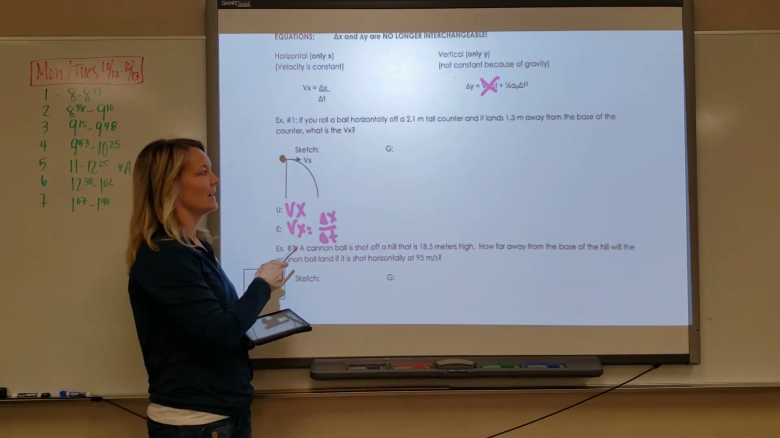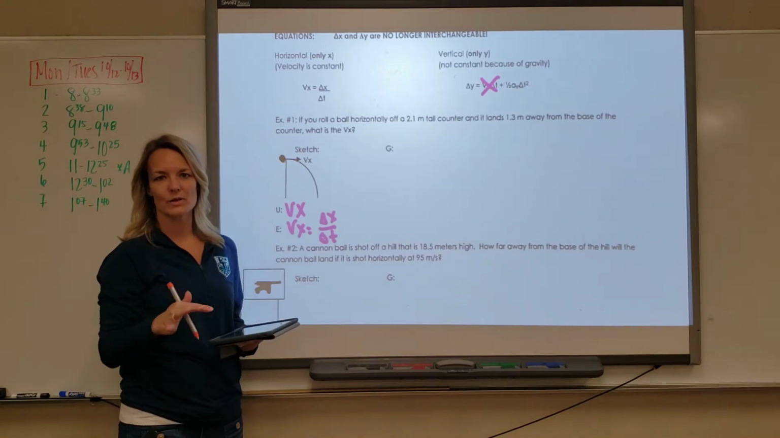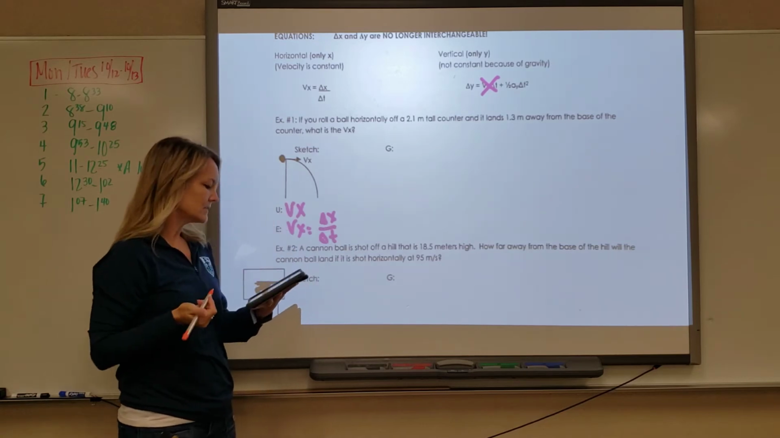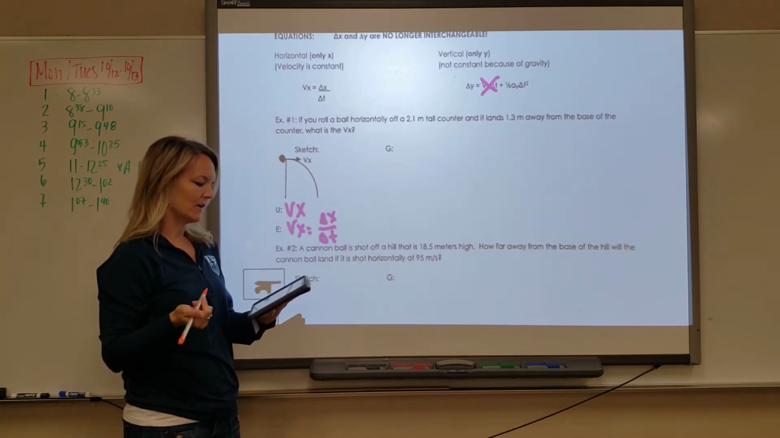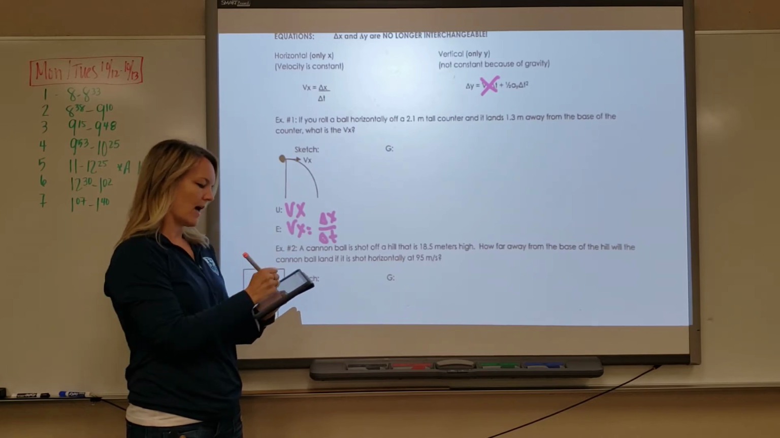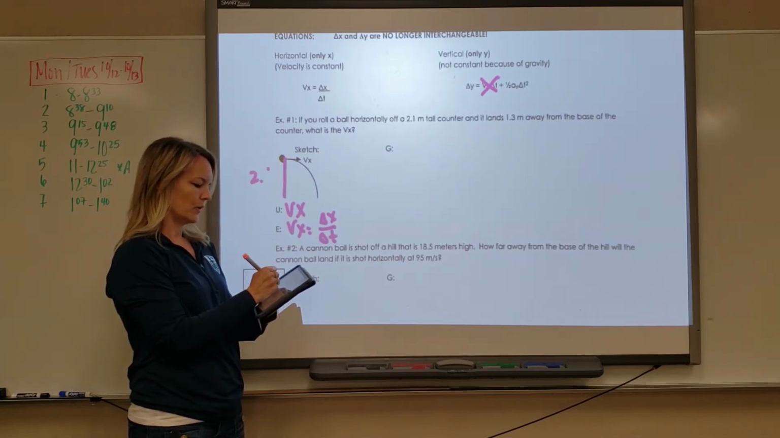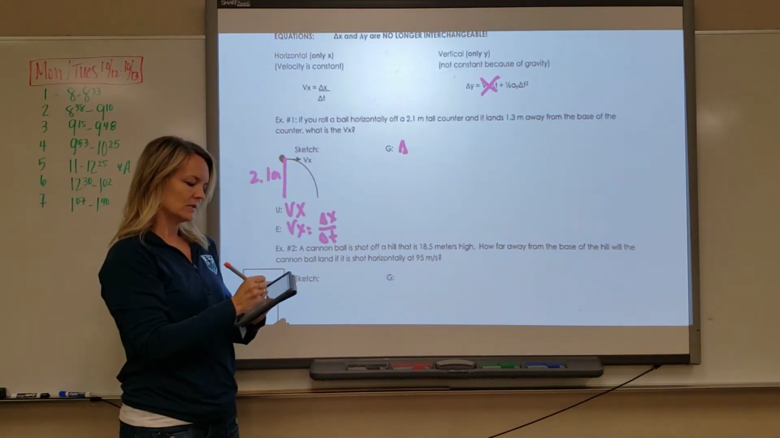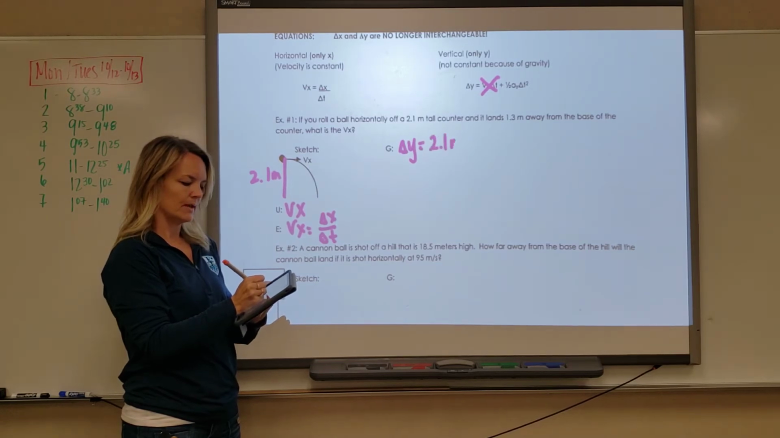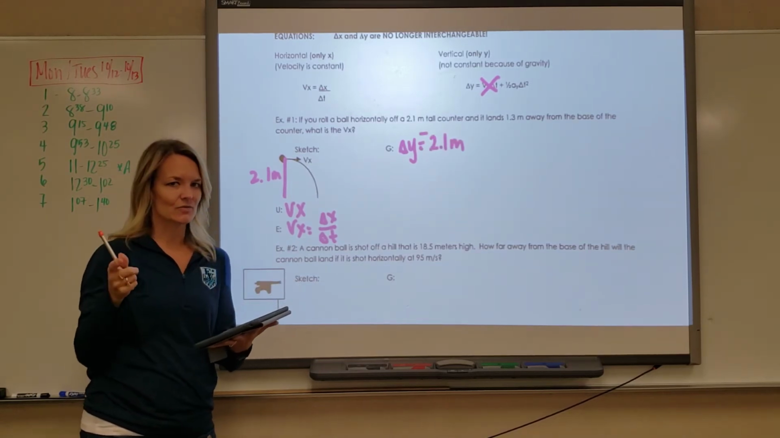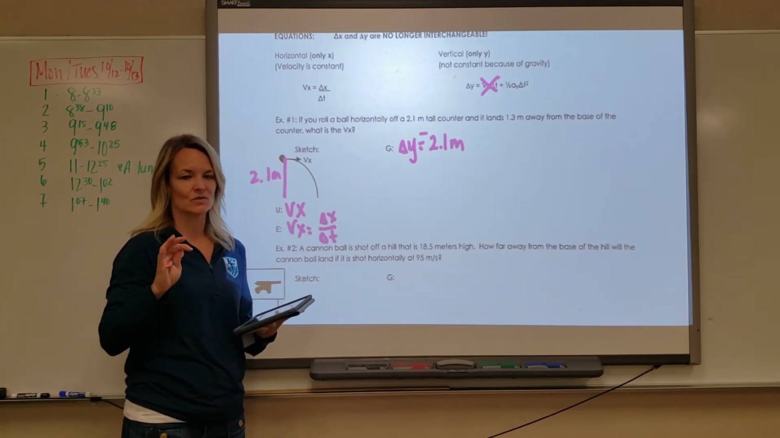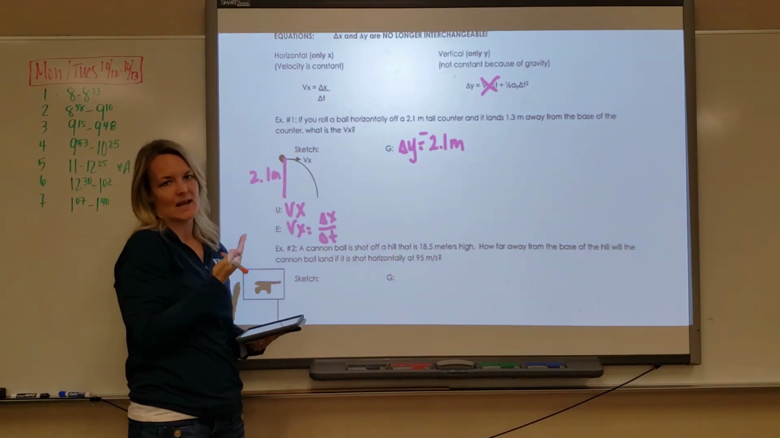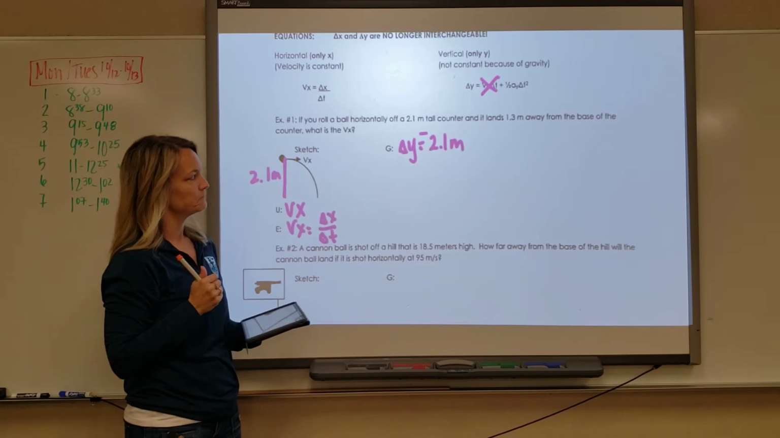In order to do that, we have to go through our list of givens. What do we know in order to start? So I'm going to start by just labeling my sketch and then working through my givens. If you roll a ball horizontally off a 2.1 meter tall counter, that means right here is 2.1 meters. That is up and down. It's a height, so it's delta y. So delta y is 2.1 meters. Technically, it's a negative 2.1. That negative sign is just in there to cancel so you can take a square root. If you forget it, it's okay. But because it's falling downward, it's a negative 2.1 when we plug it into our equations.